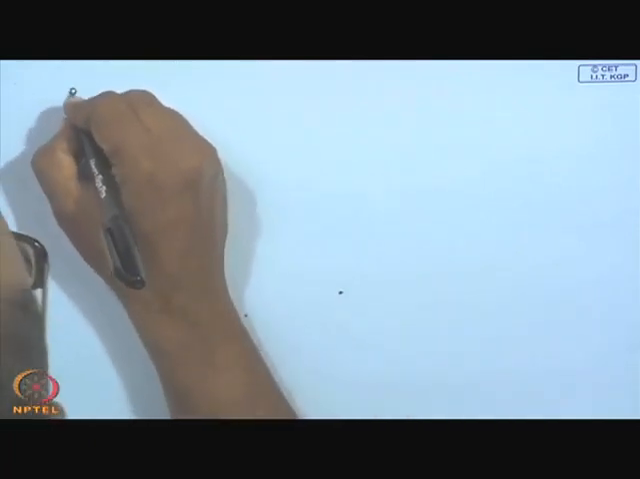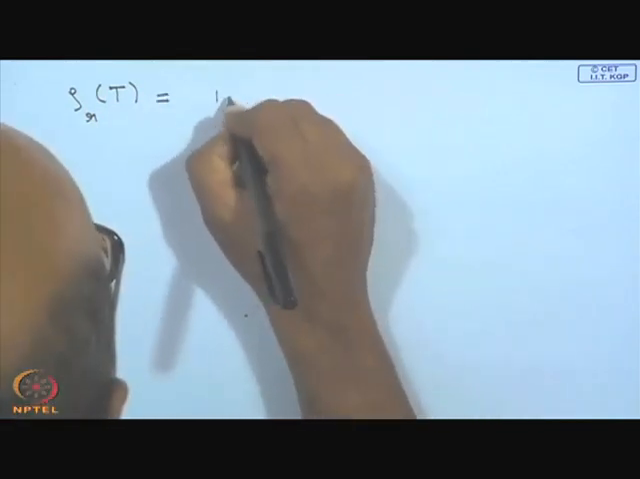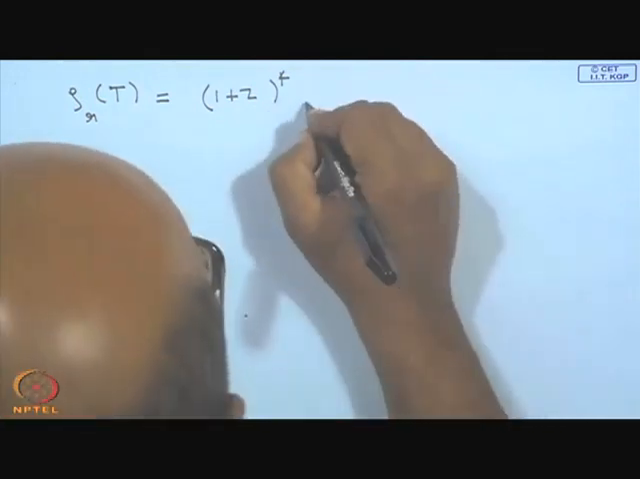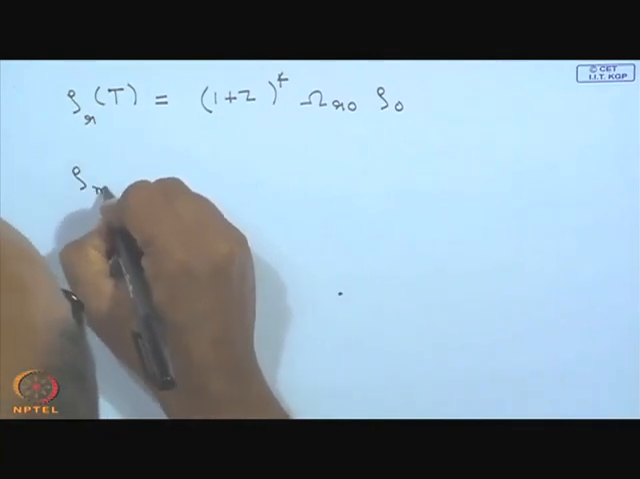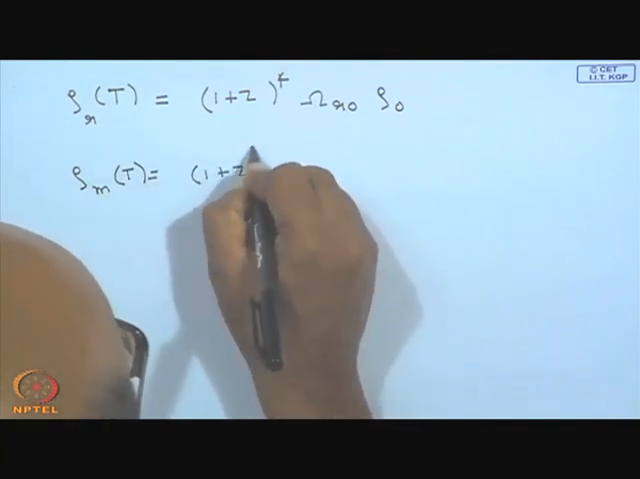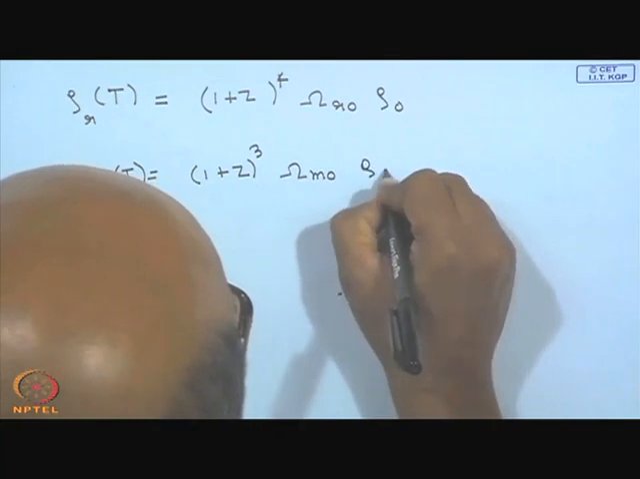So, this is something we have discussed earlier also, but let us look at it again. The relativistic particles rho r as a function of temperature or redshift is essentially 1 plus z to the power 4. It scales as the scale factor to the power minus 4 into the present density, which is omega r naught into rho critical naught, whereas the matter density scales as a to the power minus 3. So, 1 plus z to the power 3 omega matter naught rho critical naught.